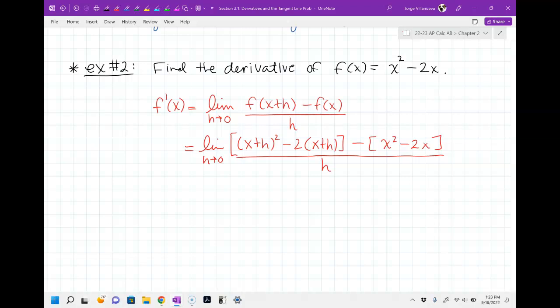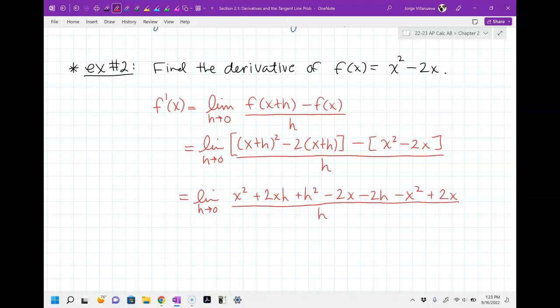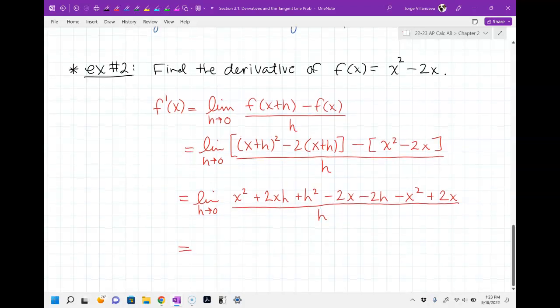Now go ahead and distribute and expand. So this is going to become the limit as h approaches 0 of x squared plus 2xh plus h squared minus 2x minus 2h minus x squared plus 2x, all over h. By the way, the shortcut: for x squared minus 2x, the derivative is 2x minus 2. That's the derivative, 2x minus 2.